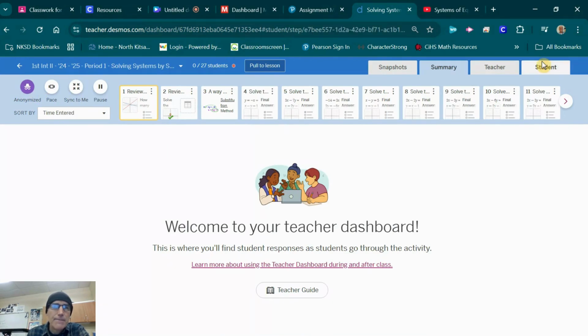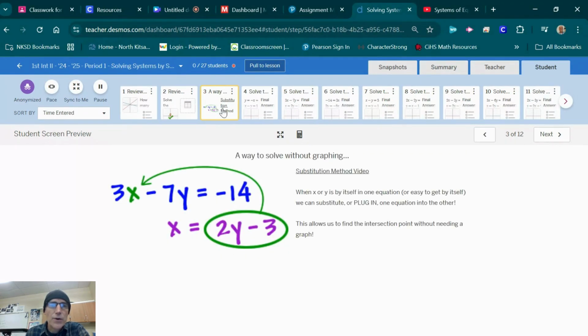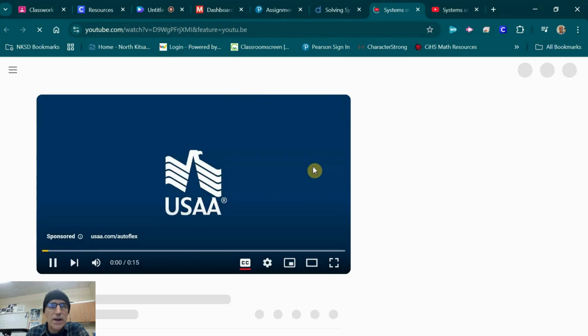And I wanted to point out a couple different things, right? We're talking about systems of equations still, right? Here's the solution to the system. And there's a video on slide 3 that walks you through the substitution method. That's what we're going to be practicing.